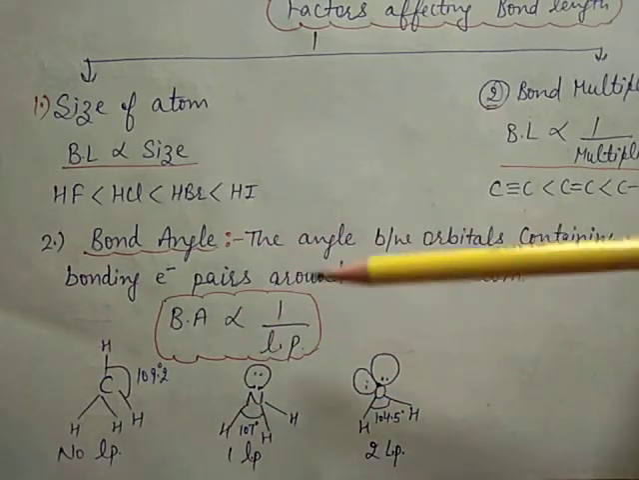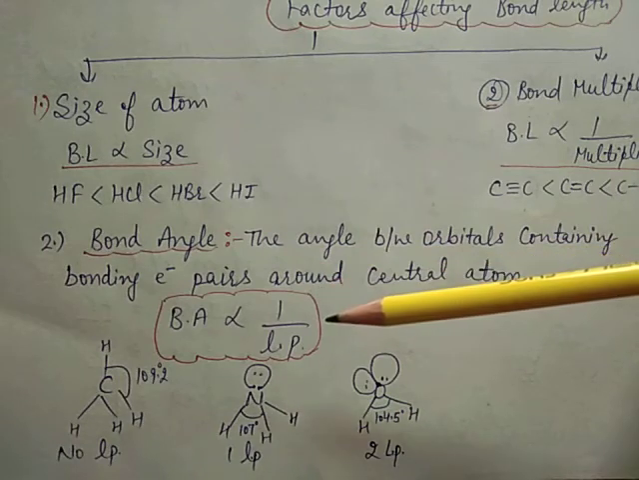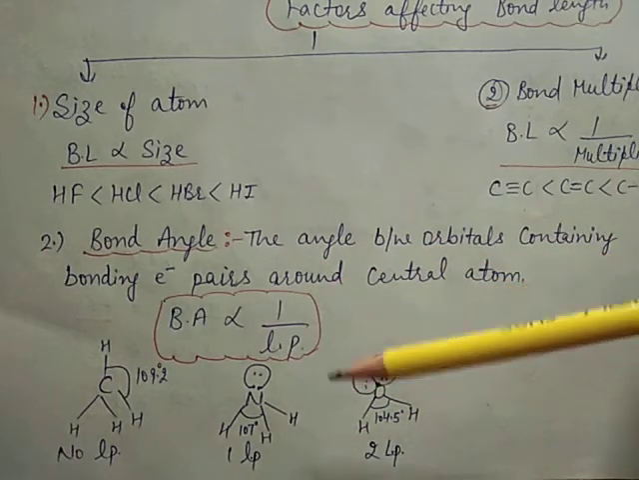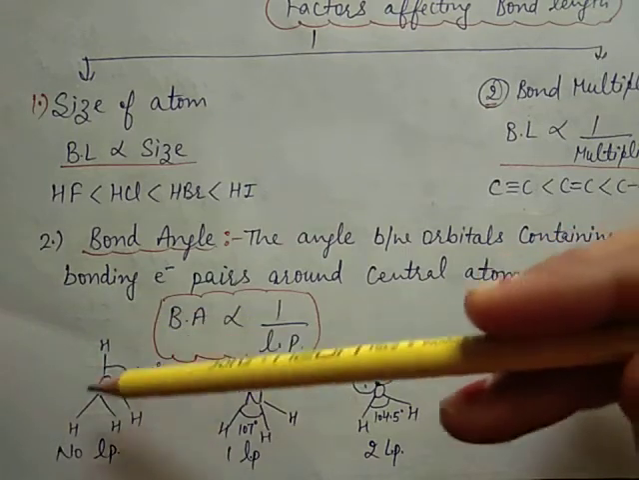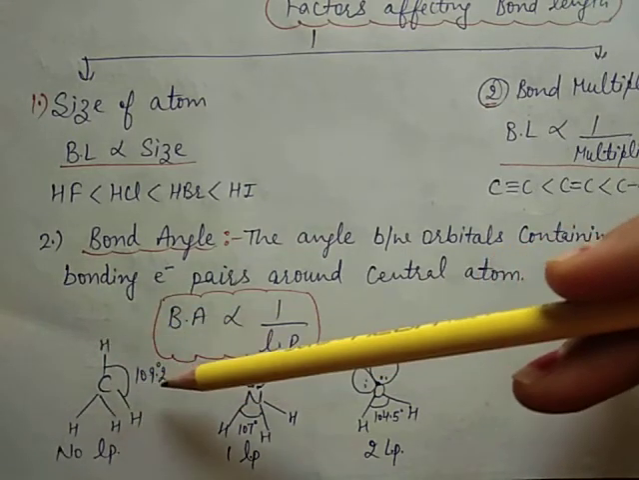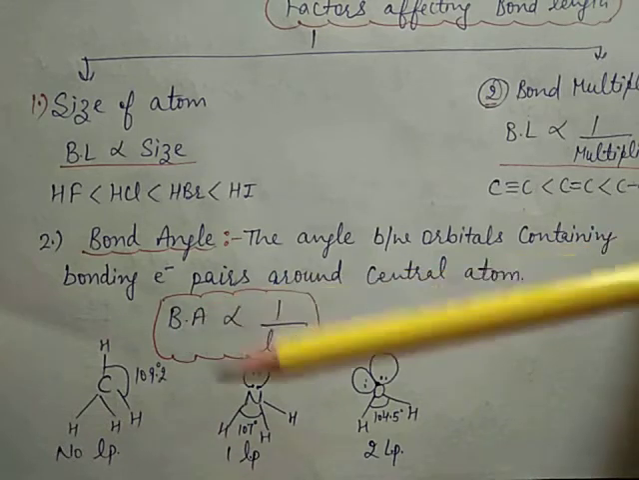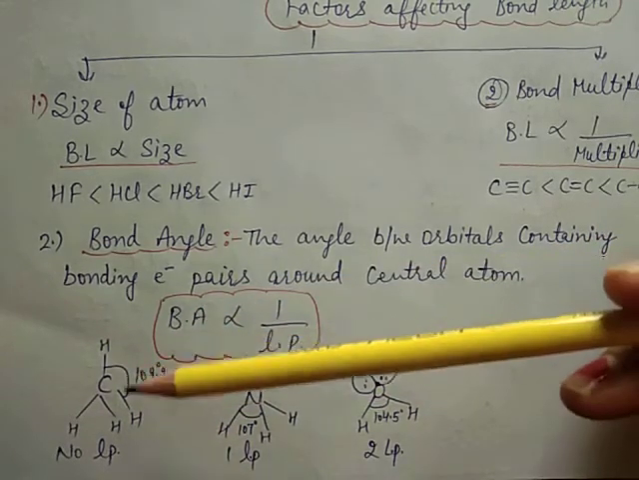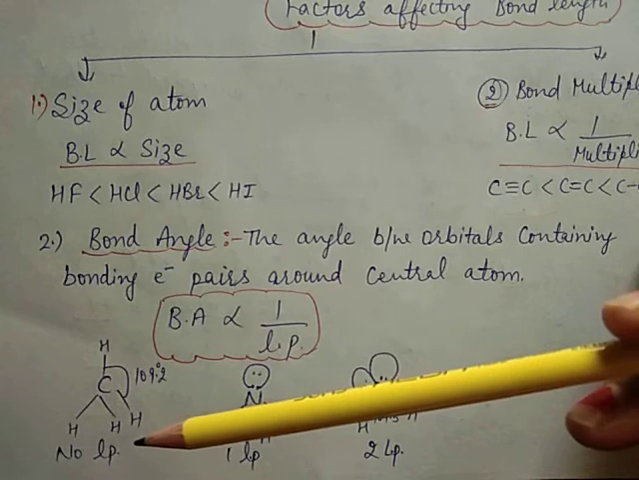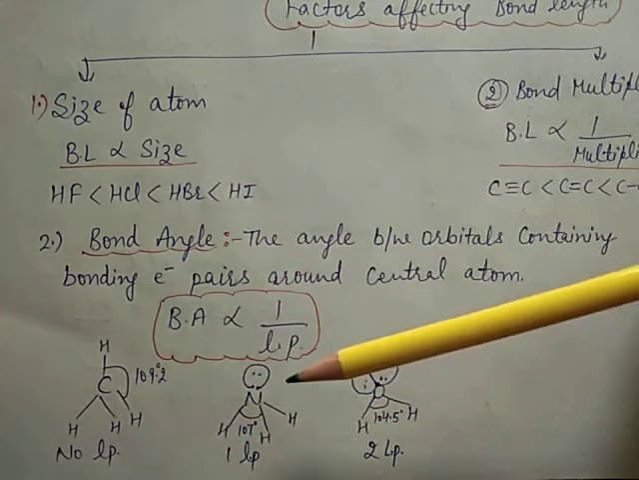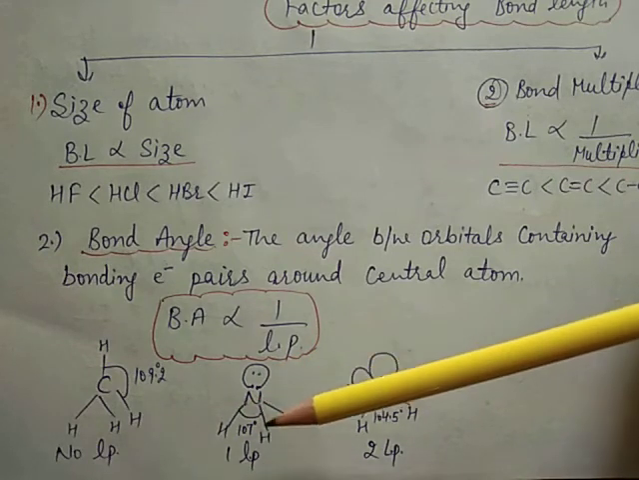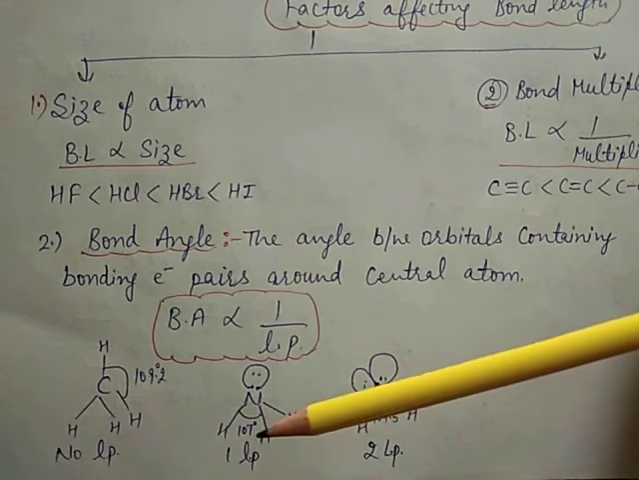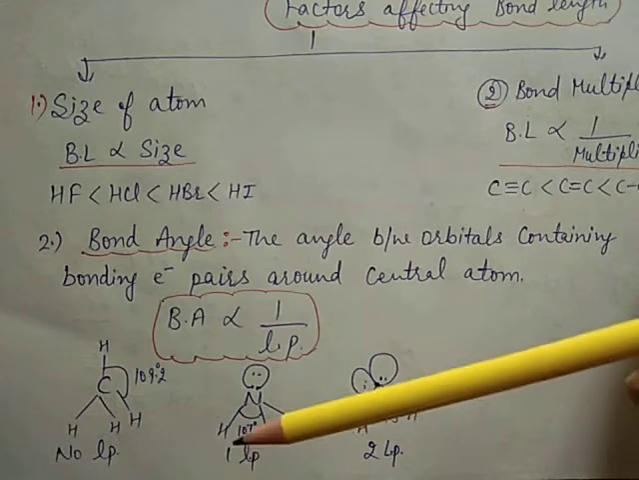Means the more the number of lone pairs of electrons, the lesser is the bond angle. Suppose this is the CH4 structure, CH4 having a bond angle of 109.5. In the CH4 molecule there is no lone pair of electrons, but in the case of ammonia, NH3 having one lone pair of electrons, so its bond angle is reduced, that is 107 degrees.